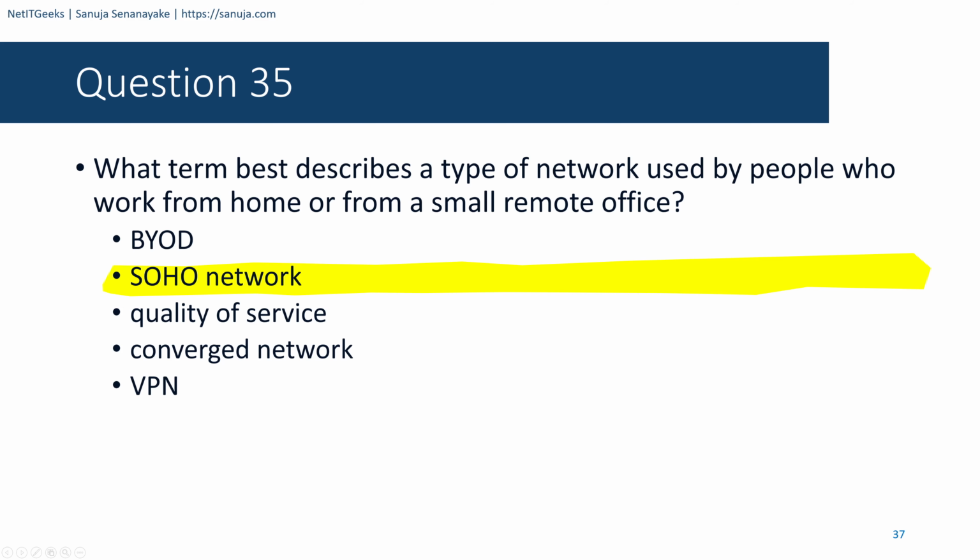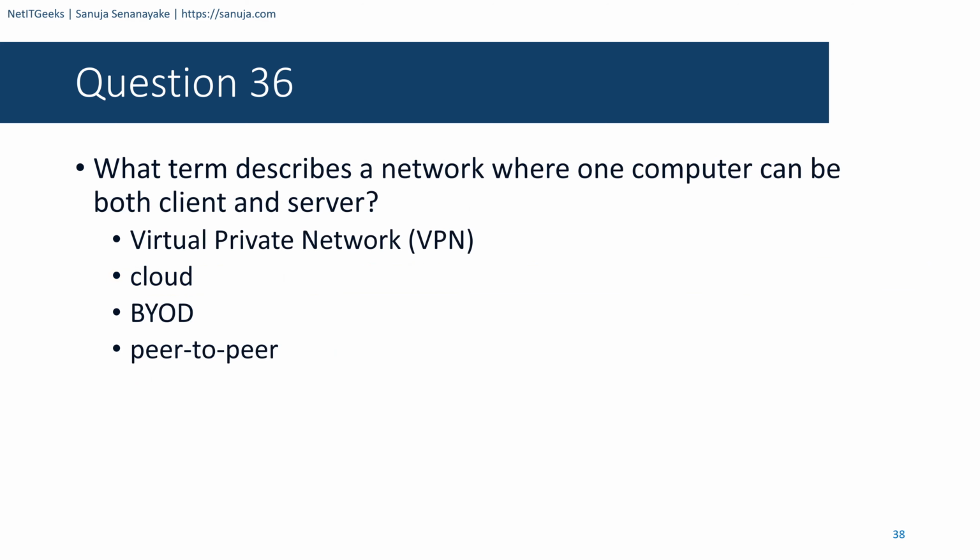So that can be a little bit confusing. Question number 36. What term describes a network where one computer can be both client and server? What term describes a network where one computer can be both client and server? Virtual private network, also known as VPN, cloud, BYOD, peer-to-peer, and they might also give you an answer called client server. So the answers could be VPN, cloud, BYOD, peer-to-peer, or client server.